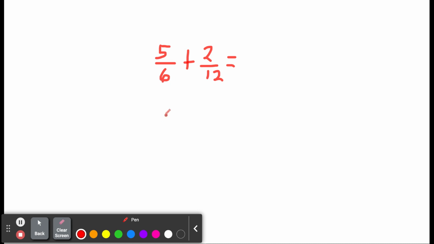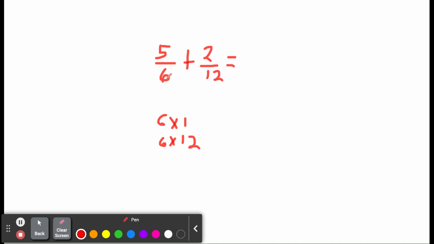So if I know my multiples of 6, I could say 6 times 1 is 6, 6 times 2 is 12. Oh, I can make this 6 become a 12. Now, if I had another number that this 6 couldn't turn into, I would have to do the multiples of 6 and the multiples of 12, or whatever the denominator is, until I find a product that would be the same. If that's not making sense, it will when we start doing it.